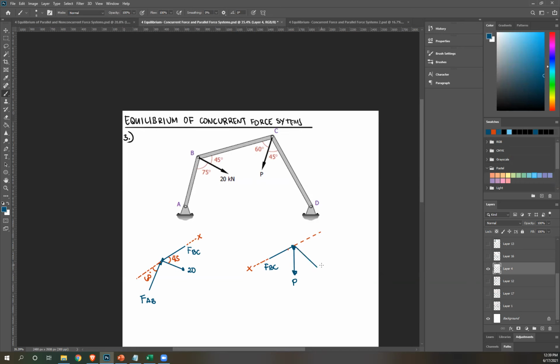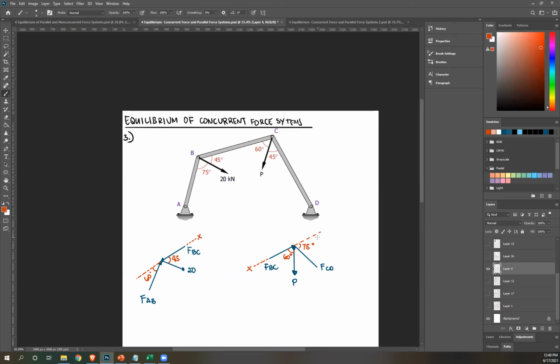Okay, this is FCD. So these two are what we want to know. And it's already given. Angle of P from member BC is 60. So this is also 60. And then this is what we want to know. So this is 60, the middle is 45. So 180 minus 60 minus 45, you'll get 75 degrees.